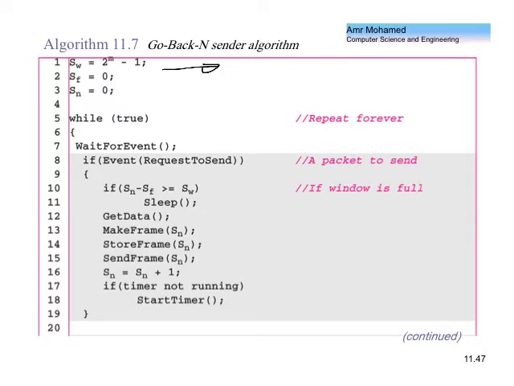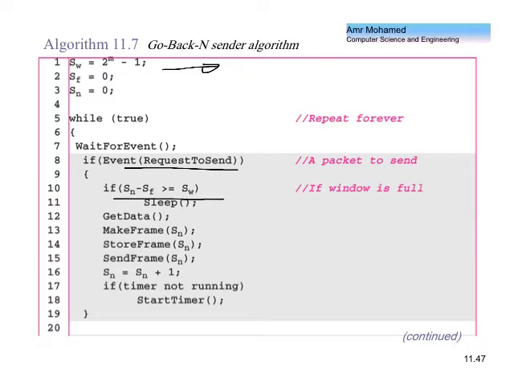So if the event is a request to send, then I need to make sure that when I try to send, I did not hit the end of the window, because if I do that, then I have to stop. Similar to stop and wait, but here I'm allowed to send more frames before I have to stop. So the first check I have to do is whether I'm within the window or I reached the end of the window. If I reached the end of the window, then I go to sleep.